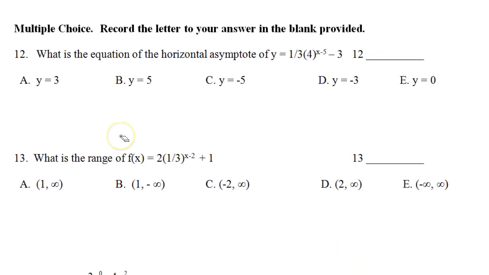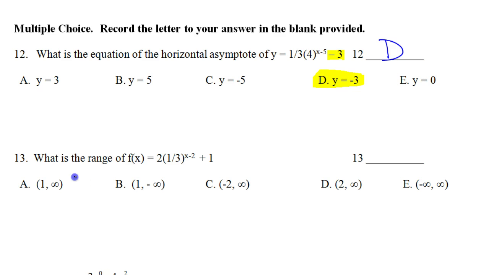Alright, let's move on. So looking at number 12, what is the equation of the horizontal asymptote? Well, easy one. The horizontal asymptote is going to be right there. So y equals -3 is the equation. Okay, so the answer to that one was D.